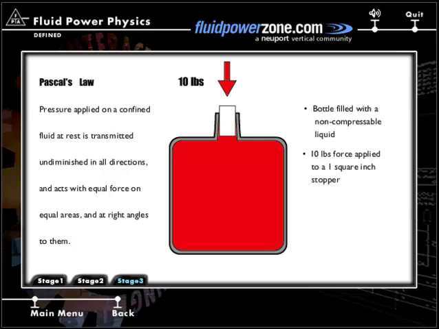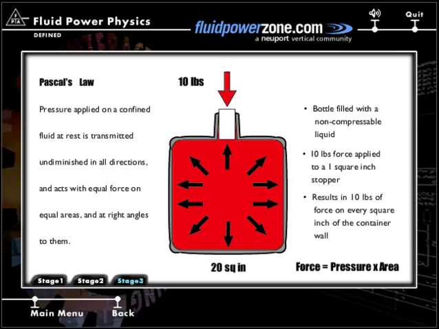If 10 pounds of force is applied to a 1 square inch stopper, the result would be 10 pounds of force on every square inch of the container wall. If the bottom of the container was 20 square inches total, the resultant force would be 10 psi times 20 square inches, or 200 pounds of total force, since force equals pressure times area.